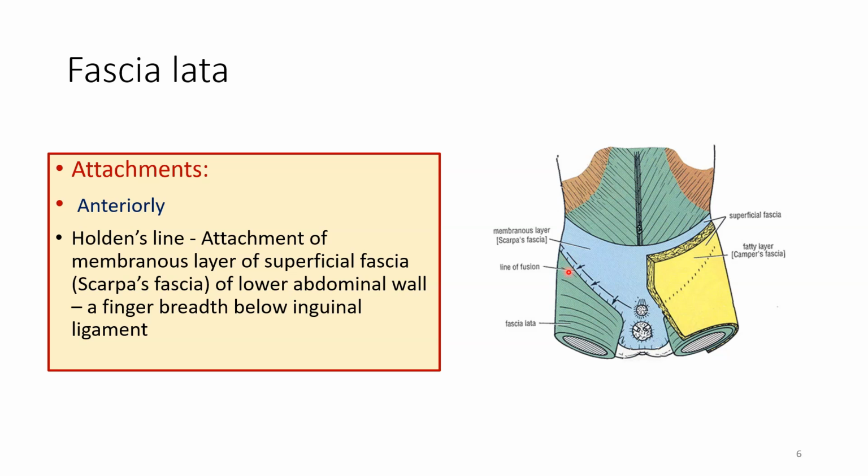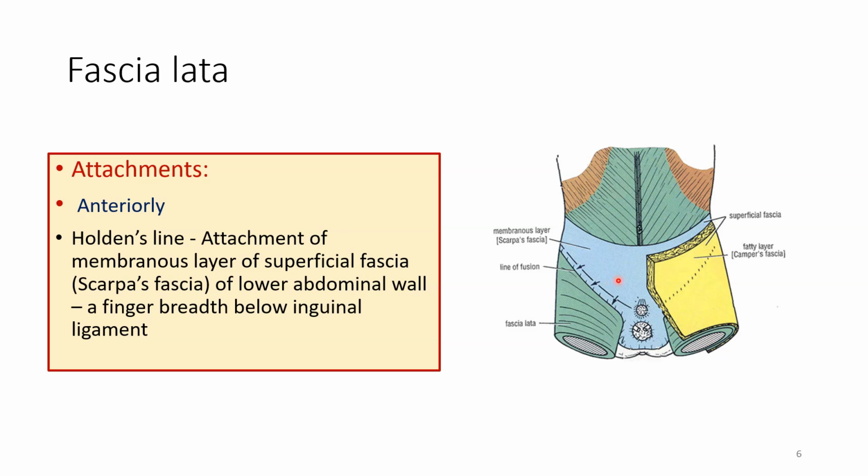below the inguinal ligament. The line of attachment of the membranous layer of superficial fascia to the deep fascia of thigh is parallel to the line of the inguinal ligament, but it is one finger breadth below it, and this line of fusion of the membranous layer with the deep fascia of thigh is known as Holden's line.